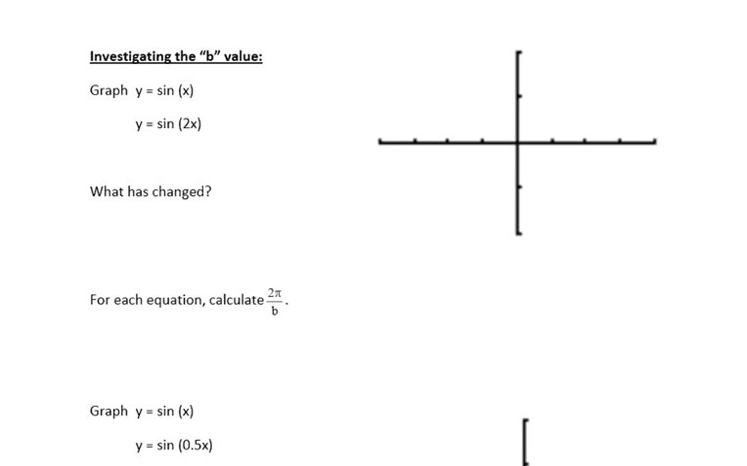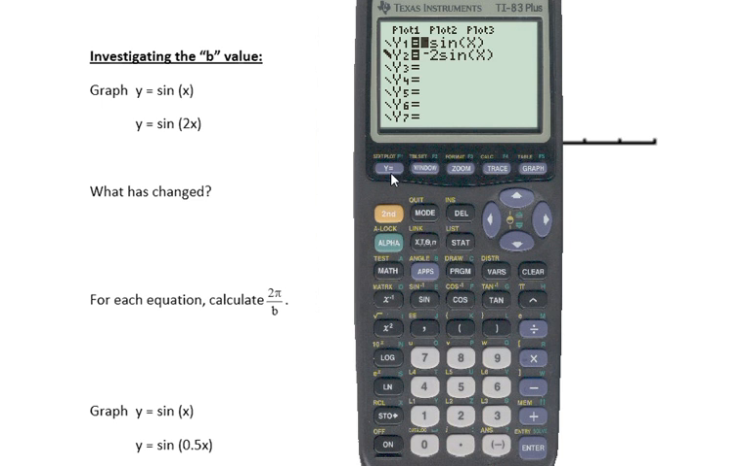So what is B value related to? Well, let's graph y equals sine x. Go back to your graphing calculators. So y equals sine x. And then the second graph we want to graph is sine 2x. Okay? And make that bold. We're going to graph each of these.